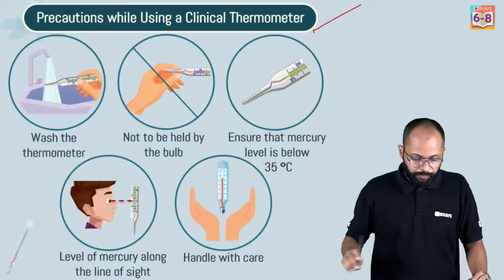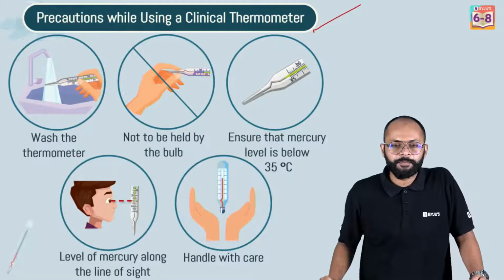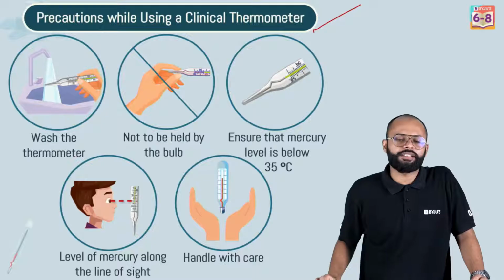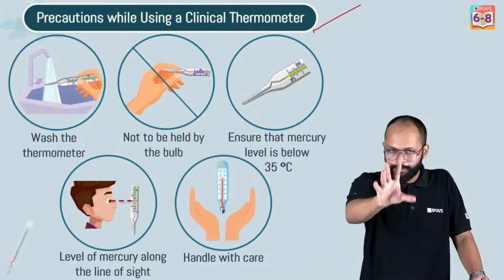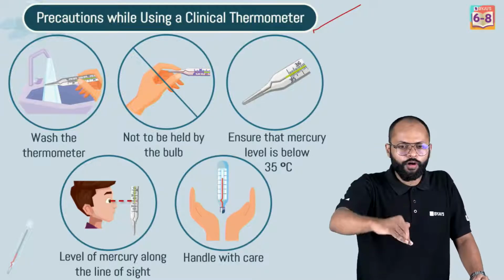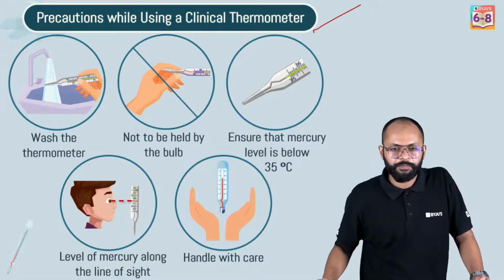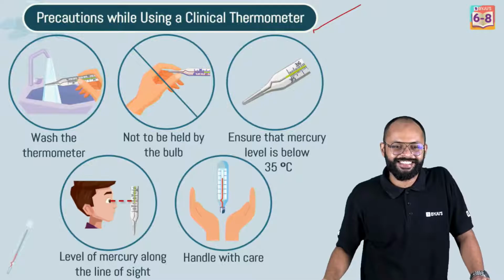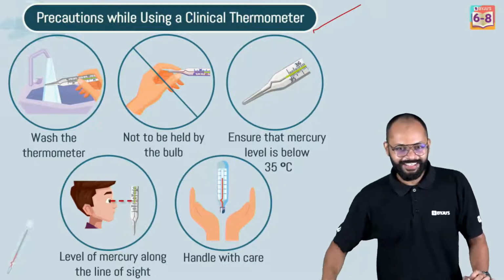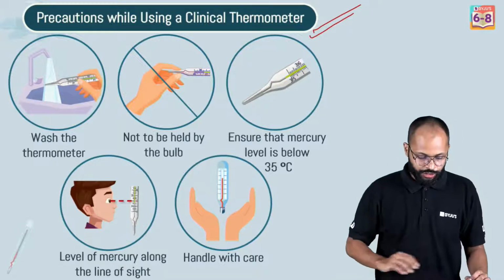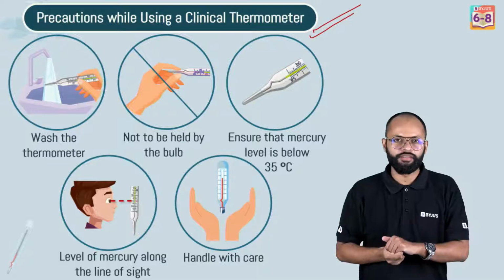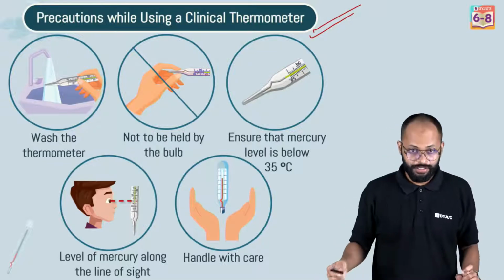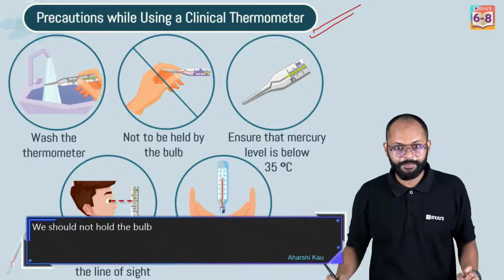Now, some precautions are very important, right? I won't say "contract" is the right word, but still, I would say "not let it fall down." That is better. Yes, that's correct. All right. So the precautions. Wash the thermometer. See, wash is for hygiene. All right. So yes, we should not hold the bulb.